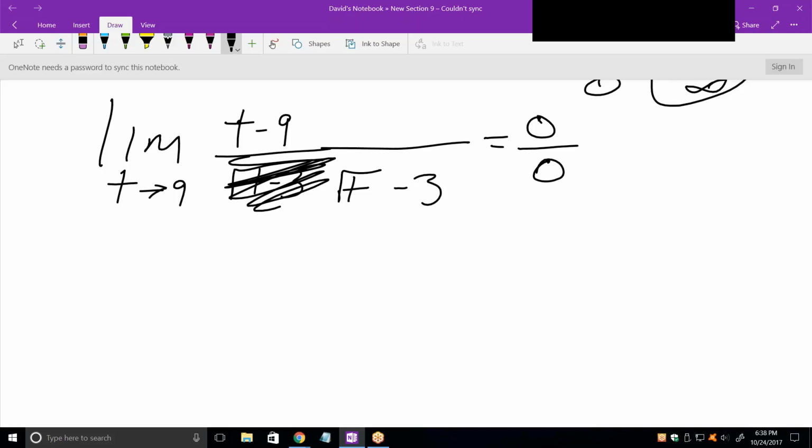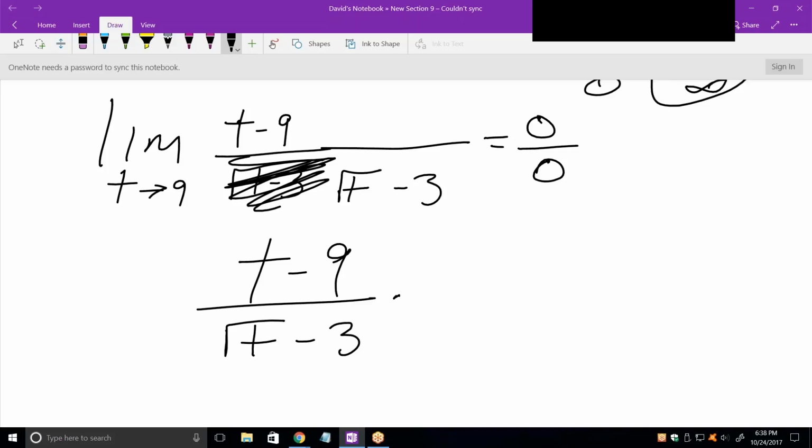Mm-hmm. So when we see a function like this, like I said, there's various techniques to reduce this so that it's not 0 over 0. When you see a radical sign, think multiply the top and the bottom by the conjugate. Right. And the reason is you'll get rid of the radical sign.